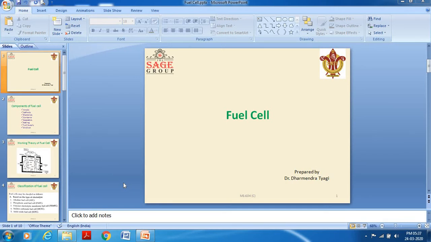First of all, we are discussing the history. The fuel cell was developed in 1839 in England by Sir William Grove. However, the application of the fuel cell was first demonstrated by Francis T. Bacon in 1959, when his model generated 5 kilowatts at 24 volts.